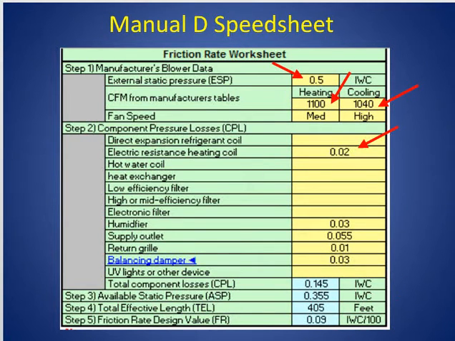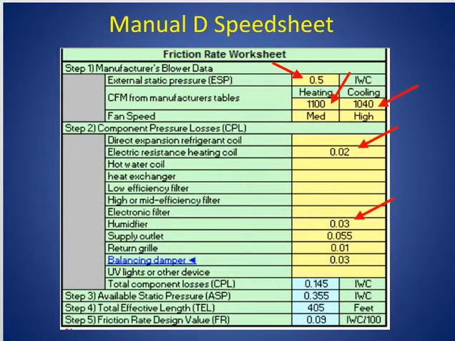Next, we're going to fill in our electric resistance heating coil, and that's 0.02. Now, look up above there. There's a line for direct expansion refrigerant coil. Since it's a heat pump unit, that's included in the external static pressure from the manufacturer. If it was a furnace, it would not be, because the external static pressure is measured across the box. So you're going to need to be careful when you find out what the external static pressure is, that you make sure that anything that's not included in that manufacturer ESP is included in this step 2 list down here.